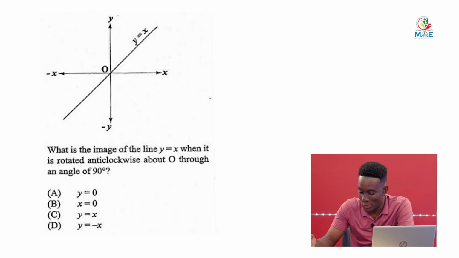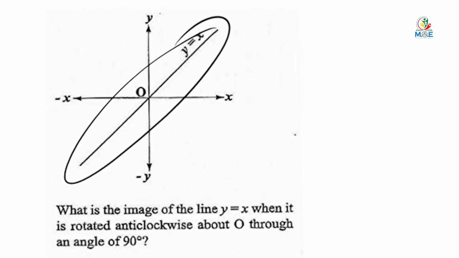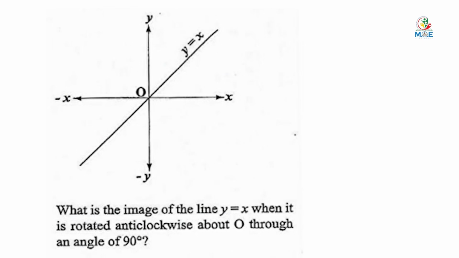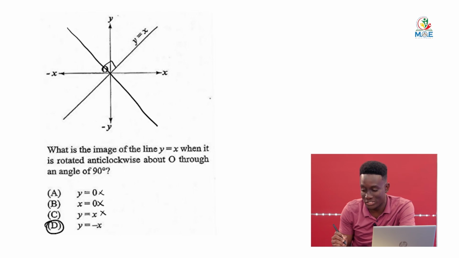The next one says, what is the image of the line y equals x when it is rotated anti-clockwise about the origin through an angle of 90 degrees? They want the image of this line when it's rotated 90 degrees. So 90 degrees would be something like this. We see this line definitely is not y equals 0, definitely not y equals x. Definitely cannot be the same line. So the answer, by virtue of elimination, is D, y equals negative x.